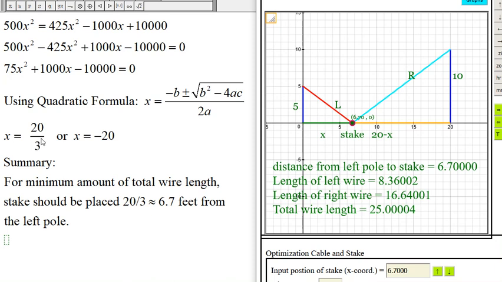So that's roughly 20/3. And therefore, in summary, if we want to have minimum total wire length, then this stake right here should be placed at the position of 20/3 or 6.67 feet from the left post.